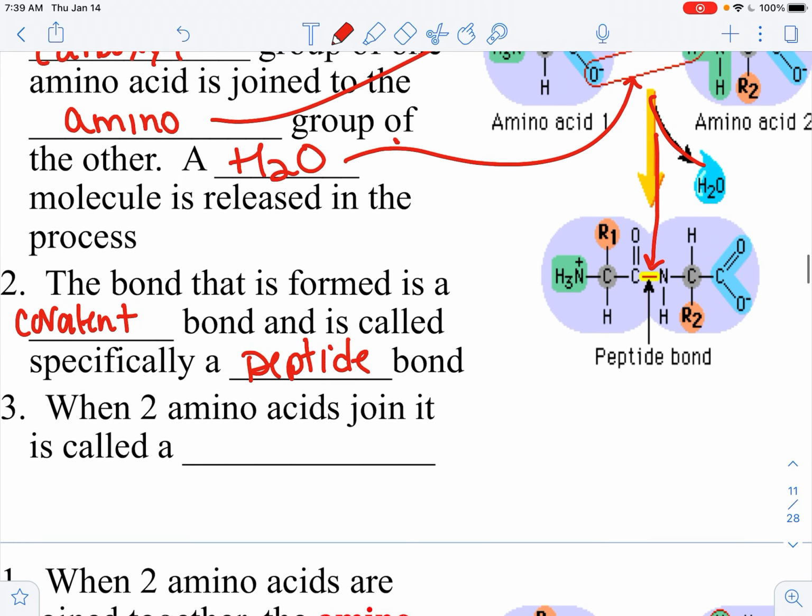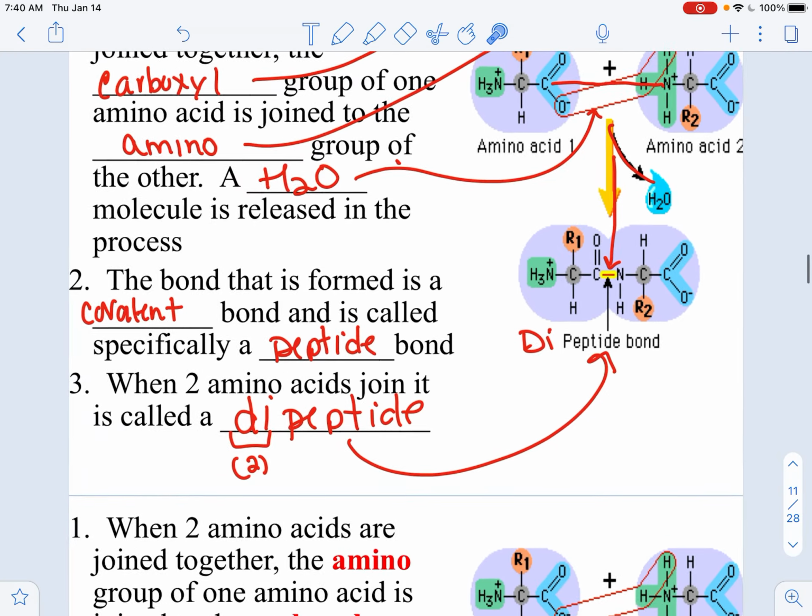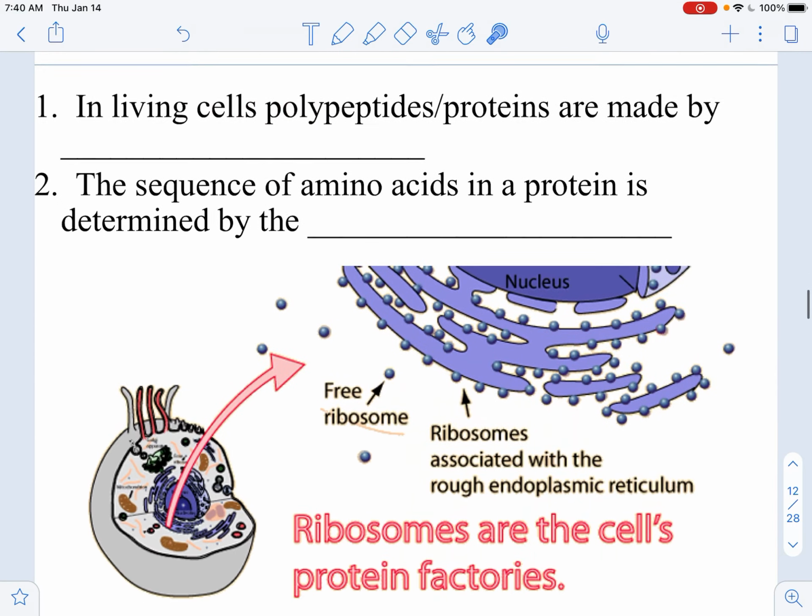Okay. When there's only two amino acids that join, it is called a dipeptide instead of a polypeptide. Remember, di means two. So technically, this picture here is a dipeptide because there's two amino acids. It's kind of confusing because it makes you think there's two peptide bonds, but there's only one peptide bond, but it's joining two amino acids. So they call that a small protein like that. It's called a dipeptide. Okay.